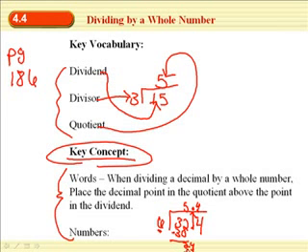So write the key concept out. If you need to pause, do that right now. Write that there. So basically what it's saying is you just bring the decimal straight up. That's it.